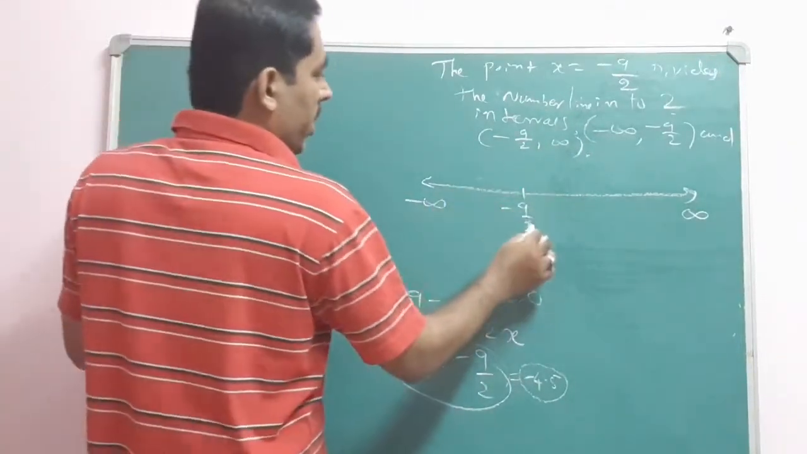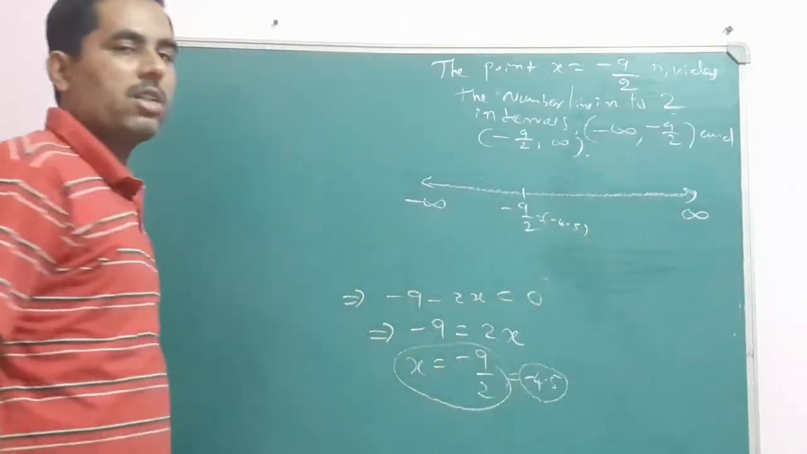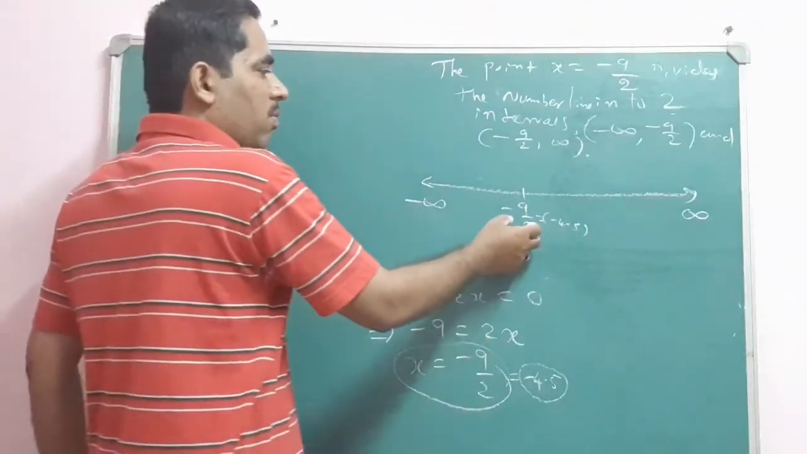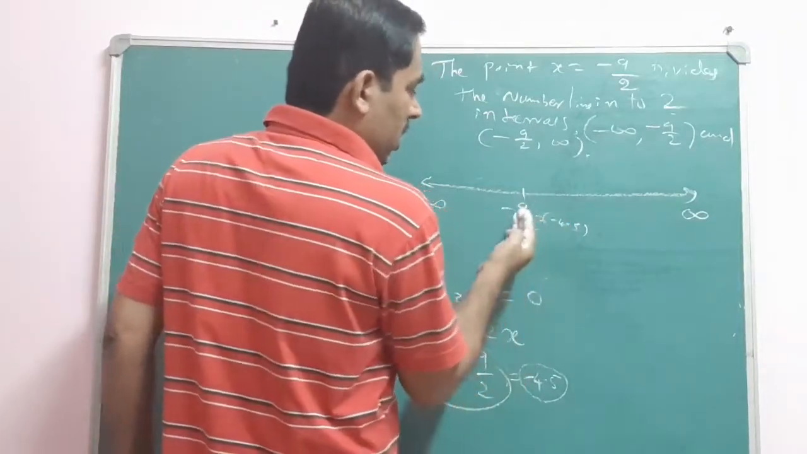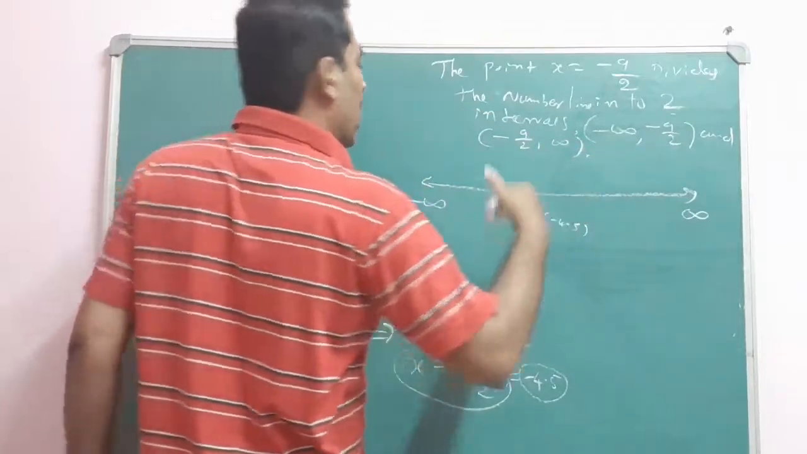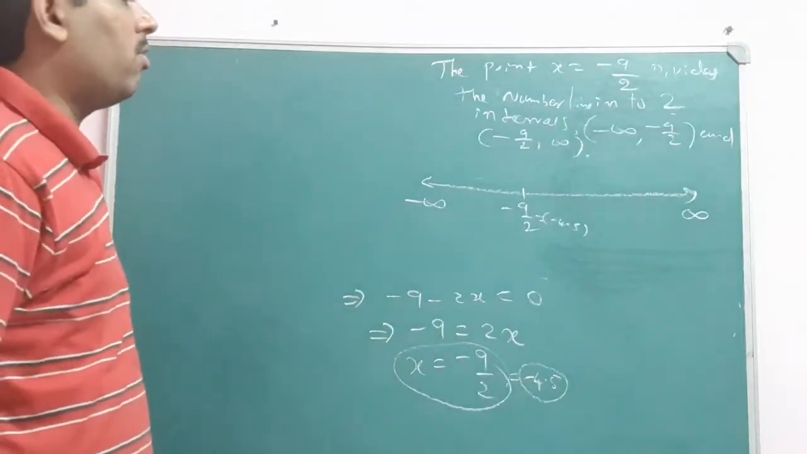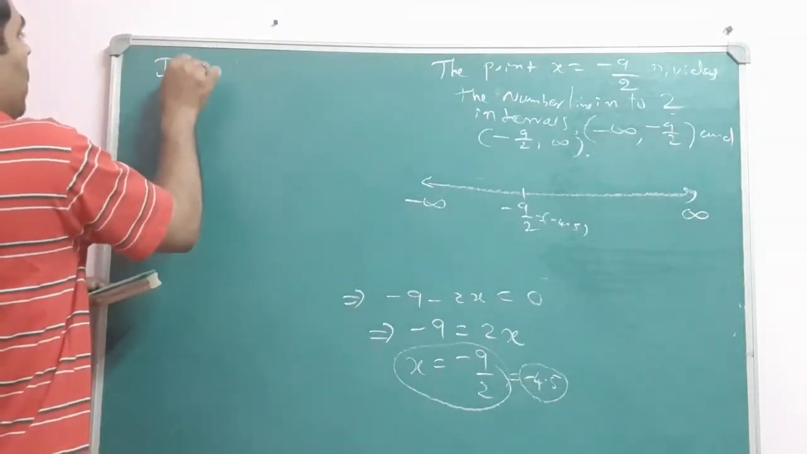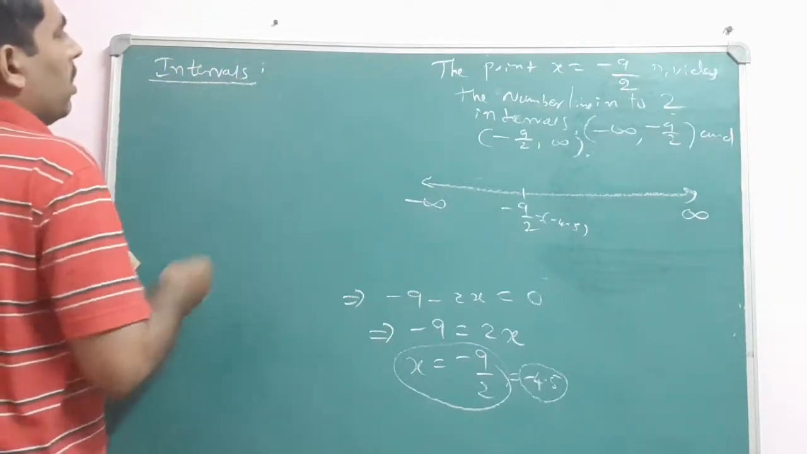This value is minus 9 by 2. If I divide 9 by 2, I get minus 4.5. So the first interval is less than minus 4.5, and if I cross minus 4.5 to the right side, then what happens to this function? So let me write the intervals.